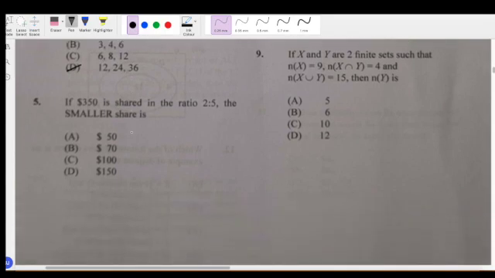If 350 is shared in the ratio 2 to 5, the smaller share is. So if I have a 2 to 5 ratio, that means that 2 out of 7 is the smallest share. So 2/7 of 350. Well, 7 5s are 35, and 2 5s are 10. So the answer is 100.